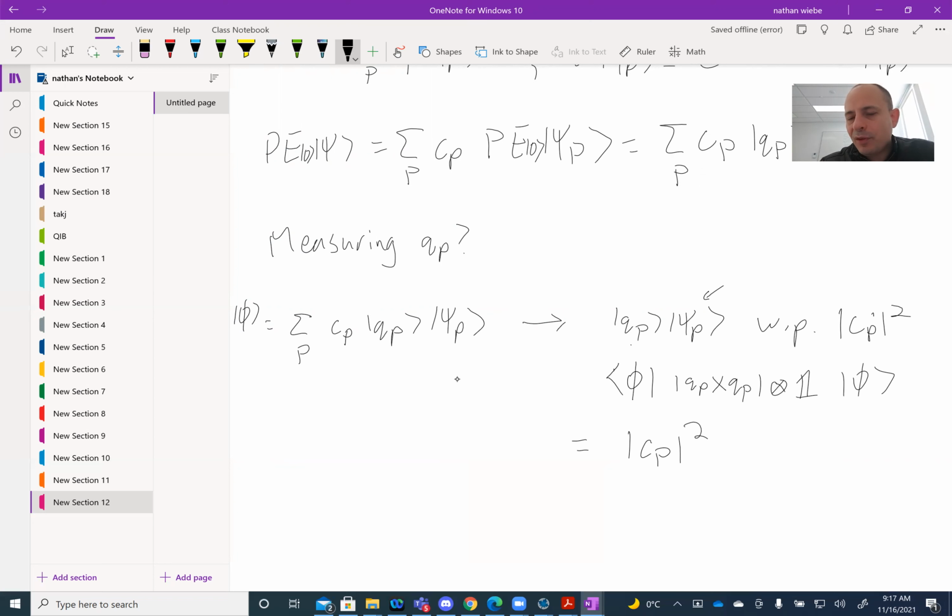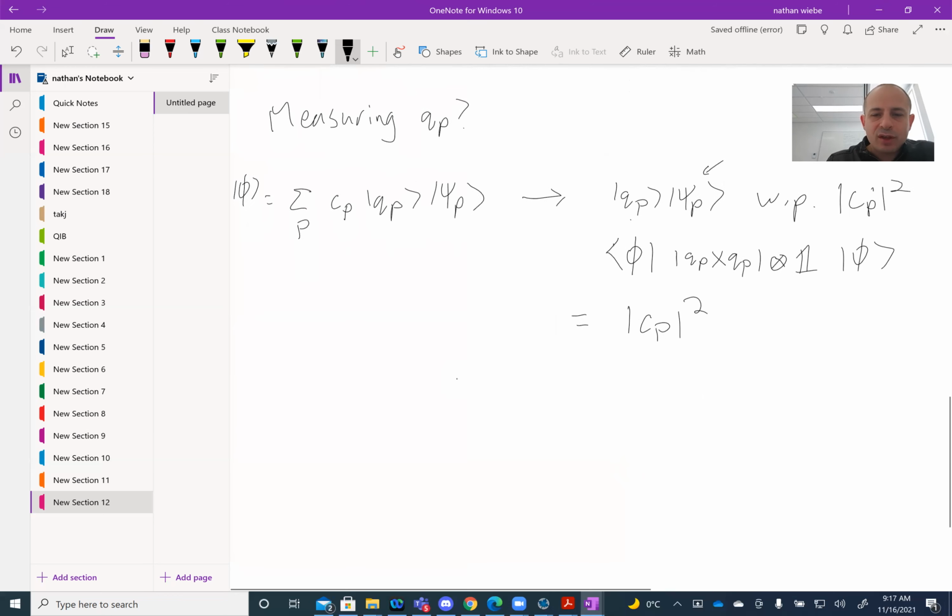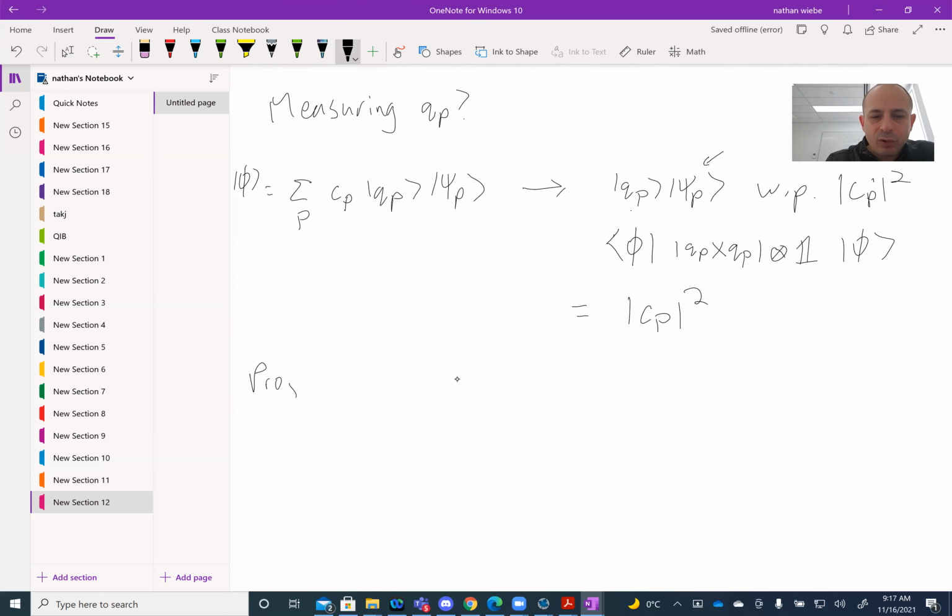So with probability |c_p|², we are going to project onto one of the eigenvectors down here. So this process actually projects onto eigenvector ψ_p and gives eigenvalue q_p.